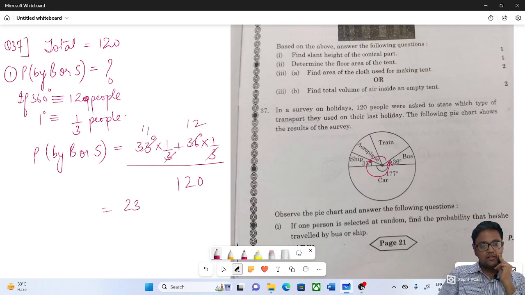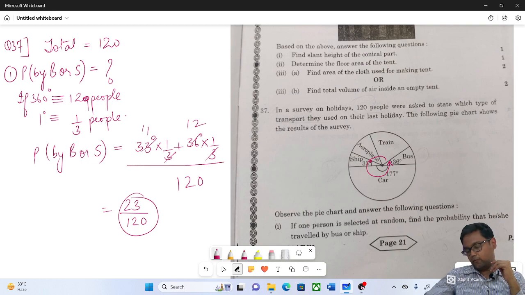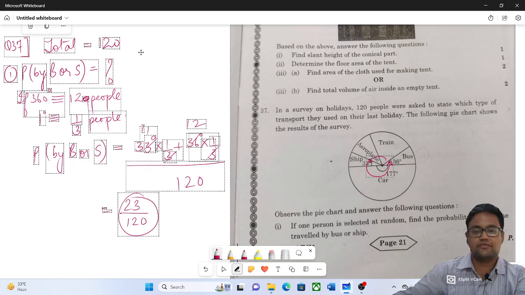So 23 upon 120. This is the probability of the people who like to travel by bus or ship on a holiday. Let us see the last leg of this paper, last page.